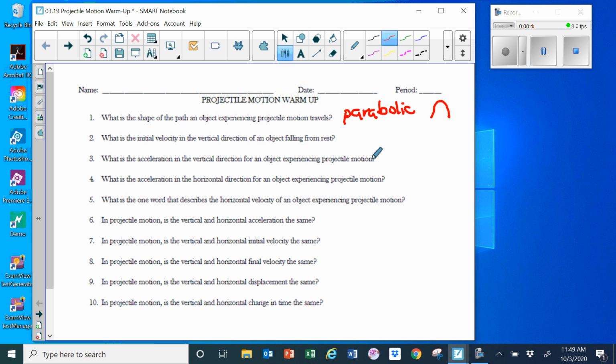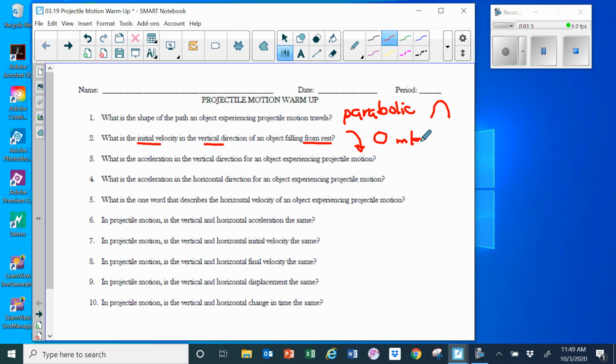Okay, what's the initial velocity in the vertical direction of an object falling from rest? Any object falling from rest, like a horizontal projectile falling down to the floor, is going to be zero, right? If an object is falling from rest, what's its initial velocity going to be in the vertical direction? It's always going to be zero.